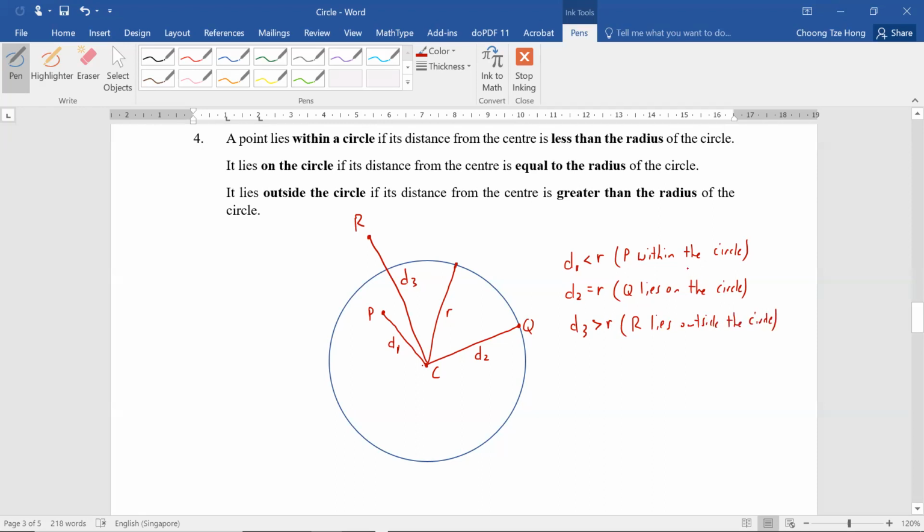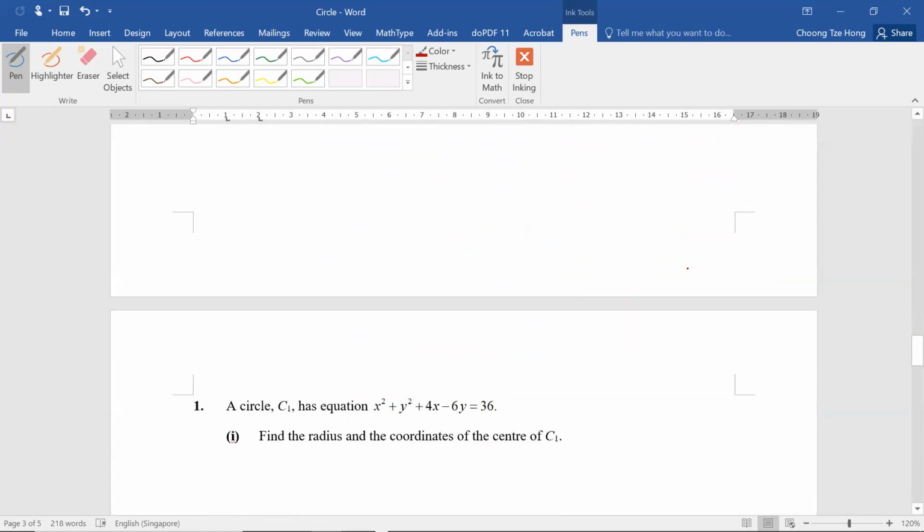Okay, so later on you will see that we get to apply this concept as well in the particular O level question. So within one question, we get to apply almost all the concepts, right? Okay, so let's move to the question now.